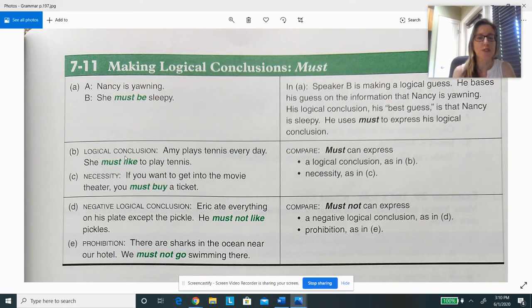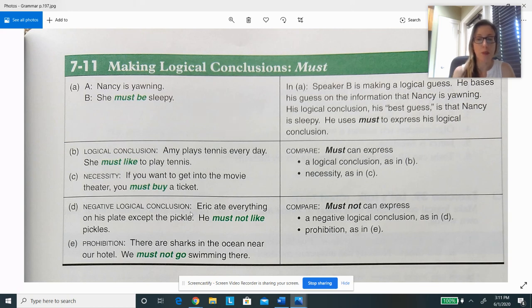Now, look at the difference between what we're learning here, that we're using must to make a conclusion, versus what we learned in a previous section, using must to express necessity. If you want to get into the movie theater, you must buy a ticket. Okay, so this one is making a conclusion, but this one is talking about necessity. Two different meanings.